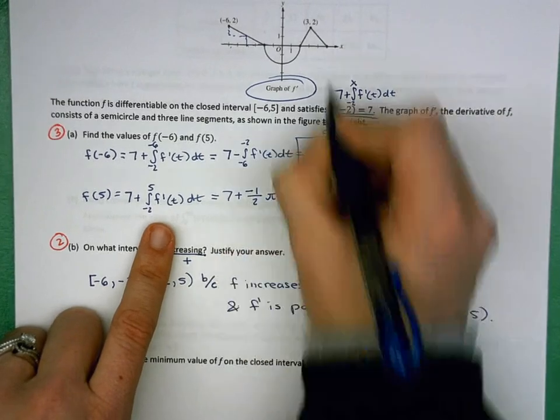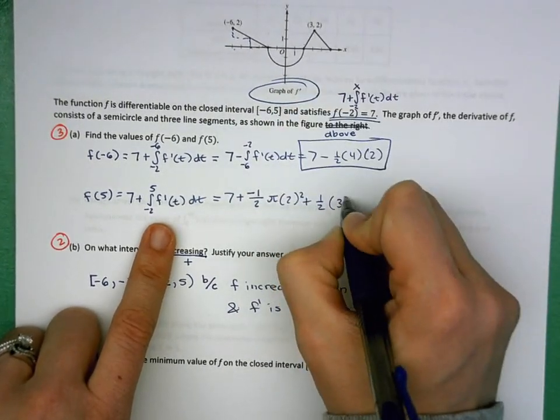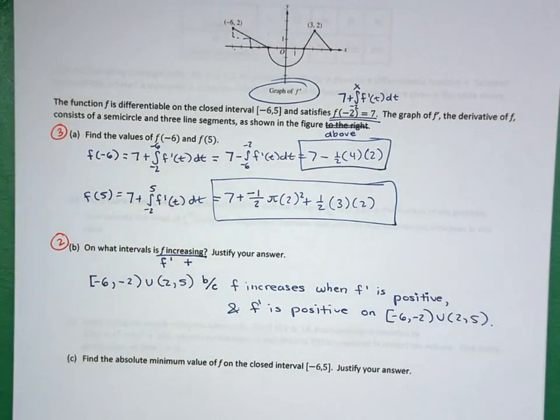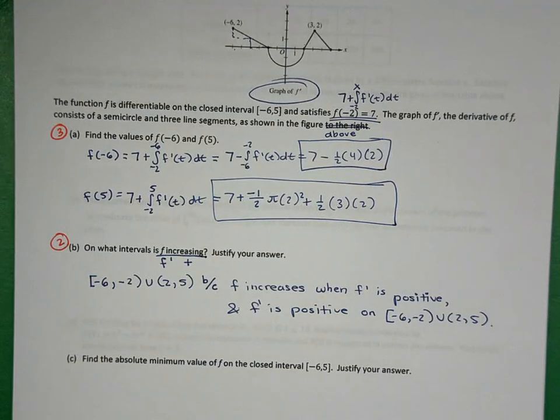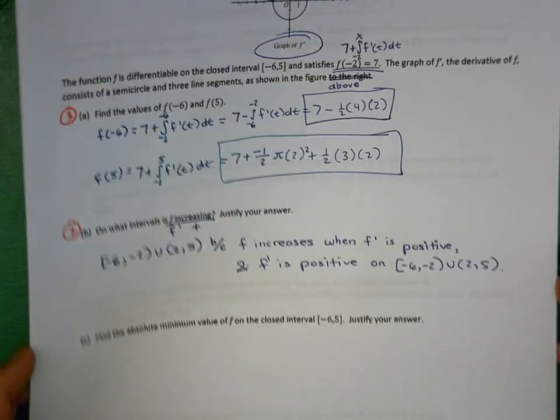And then the triangle, 1/2 base of 3, height of 2, and then leave it alone. Don't simplify, you don't need to. If you choose to simplify, it should simplify to 10 minus 2 pi. Okay? Your last 2 points here come from part C.